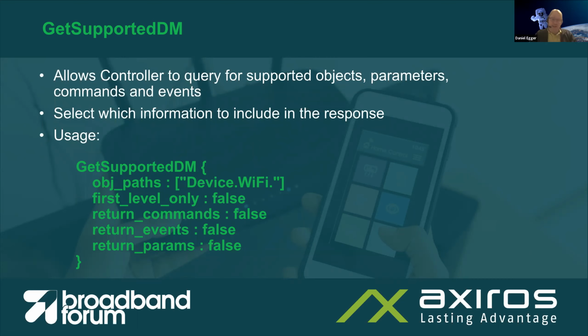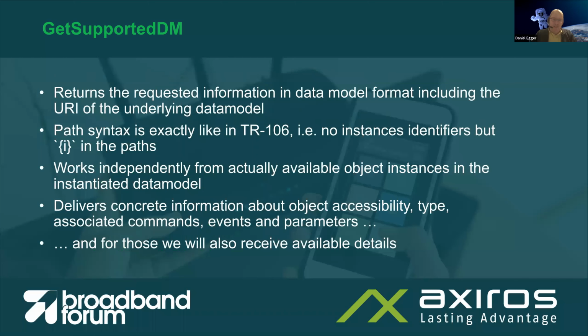And then you can say, I want to see all the commands that are in there. I want to have all the events. I want to get all the parameters that are in the objects of the supported data model underneath that path. And if you do that, then you will basically get back the requested information in the data model, including the URI of the underlying data model. So if that is supplied, you can look up what exactly that means, because we don't, of course, have all the details like descriptions in the supported data model of the device. But you get back the information that you requested, including pointers to the data model if it exists.